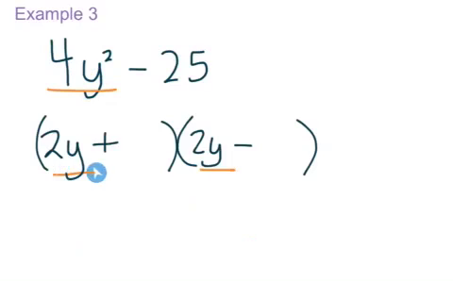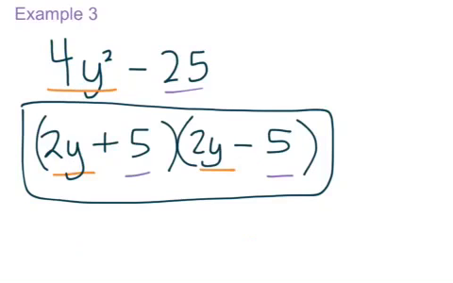Make sure both the 2 and the y are going in the first spot because they came from the first term, so they have to go in the first spot. And then for the last spot, I just have to take the square root of 25, which is 5. So 5 goes in the last spot, and this is my final answer. Press pause and copy this down.